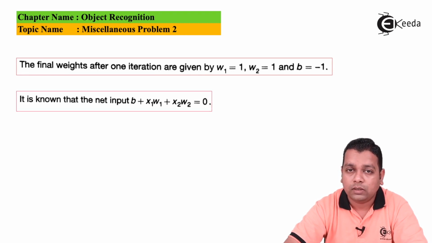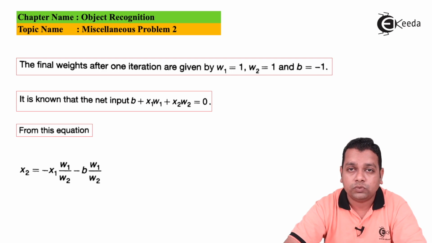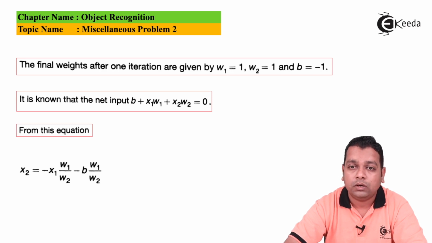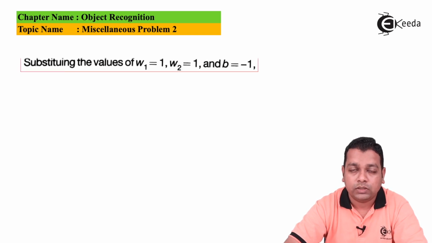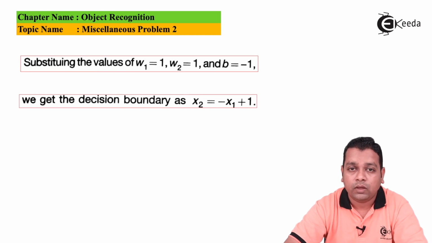It is known that the net input, b added with the multiplication of x1 w1 added with the multiplication of x2 w2, is equal to 0. From this equation we obtain x2 equal to minus x1 into the ratio of w1 by w2, minus b into the ratio of w1 by w2. Substituting the values w1 equal to 1, w2 equal to 1 and b equal to minus 1, we get the decision boundary as x2 equal to minus x1 added with 1.